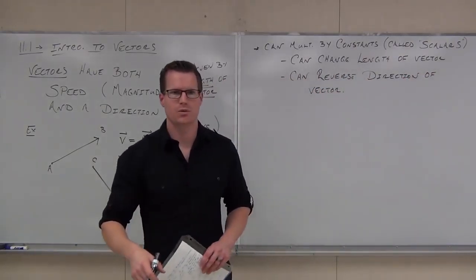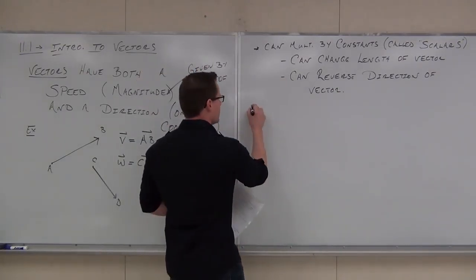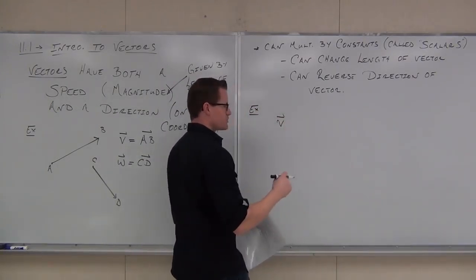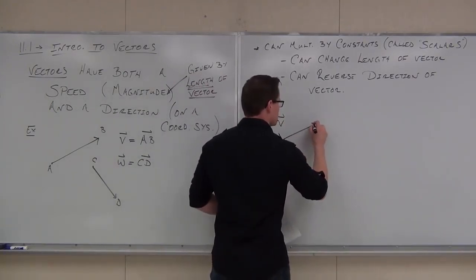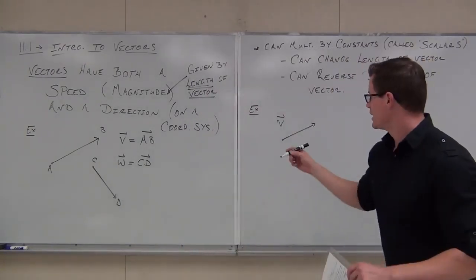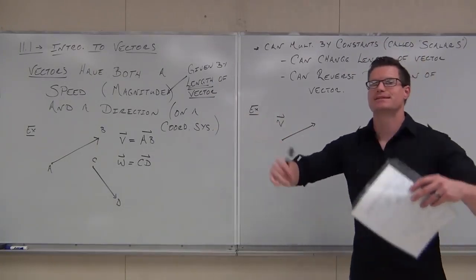Let's try some, because we haven't really done a whole lot here. Let's see how a scalar would work at affecting some of these vectors. So let's do a vector v. I'm going to just make one off the top of my head here, this one. So here's a vector. I don't care where it starts, I don't care where it stops. All I know is that on this plane, it's going this way, and it has a magnitude that says that.